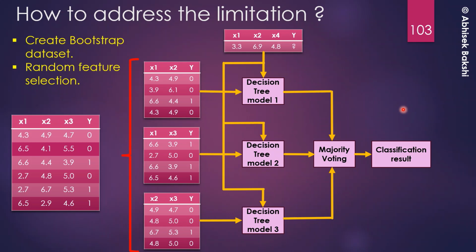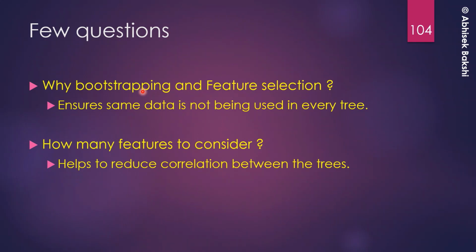Okay, so now the question is, again, the similar question we repeat: why are we ultimately going for this bootstrapping? What is bootstrapping? This is bootstrapping. We are creating some subset of the data. Maybe there will be some repetition of the rows. So naturally the question comes, why bootstrapping and this feature selection, what I was just discussing.